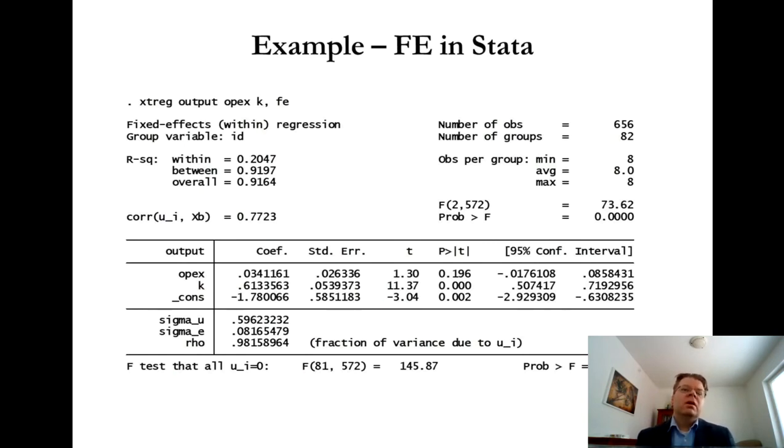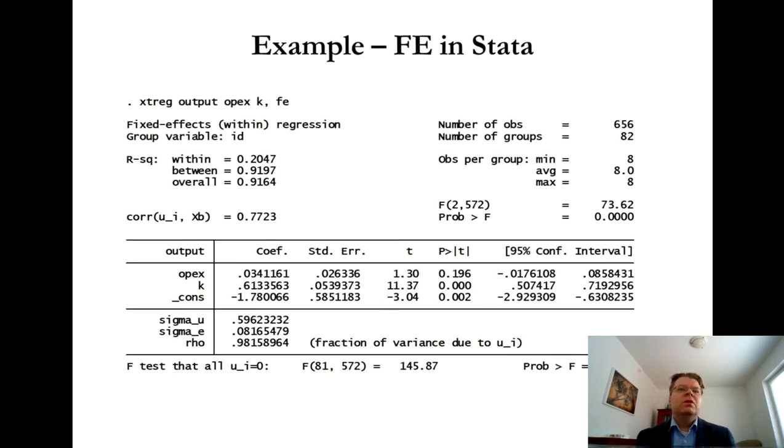So this within R-squared statistic indicates how well this model can predict the changes in output over time within the same firm. And from that perspective, the model doesn't have so good a fit, so it explains differences between firms much better than within the same firm over time.